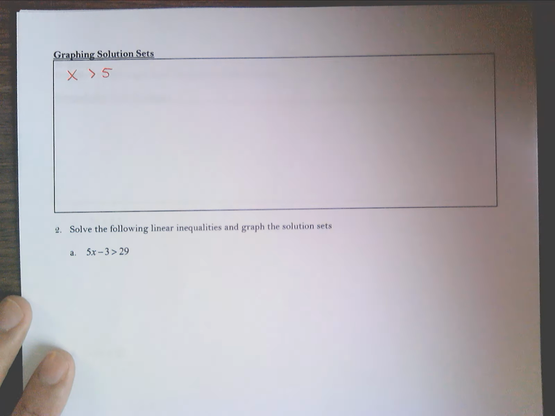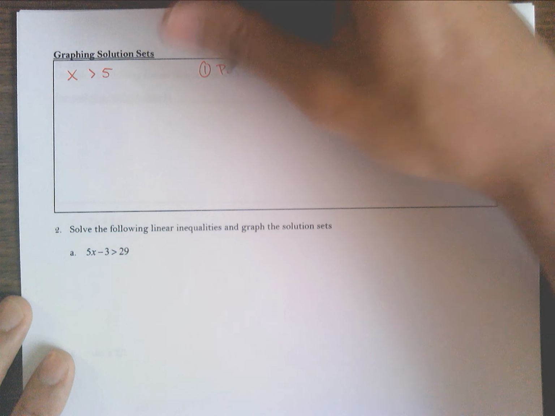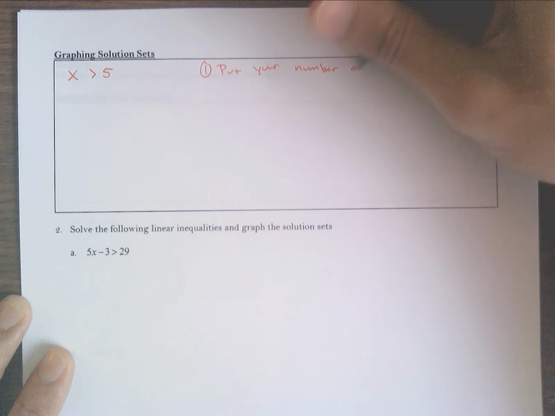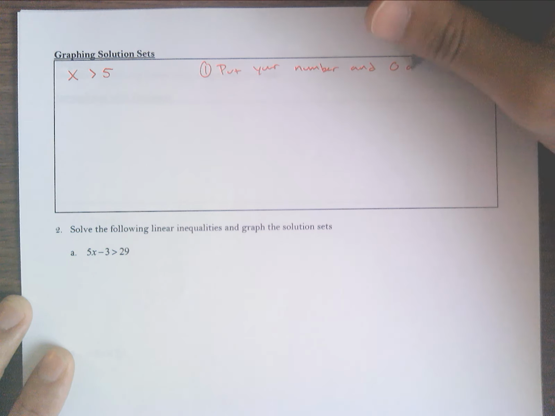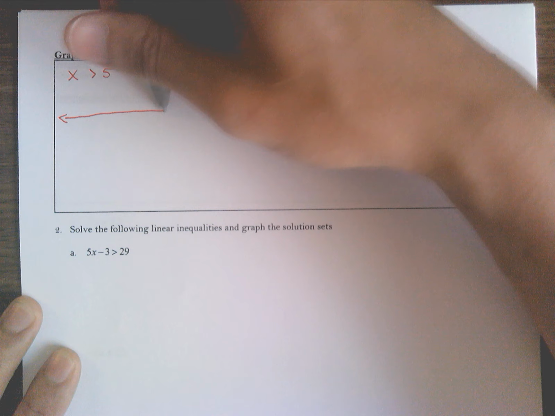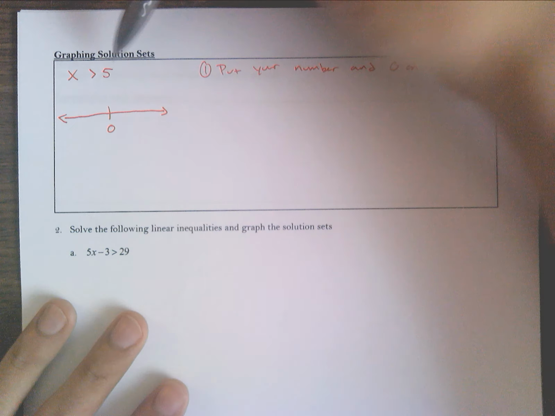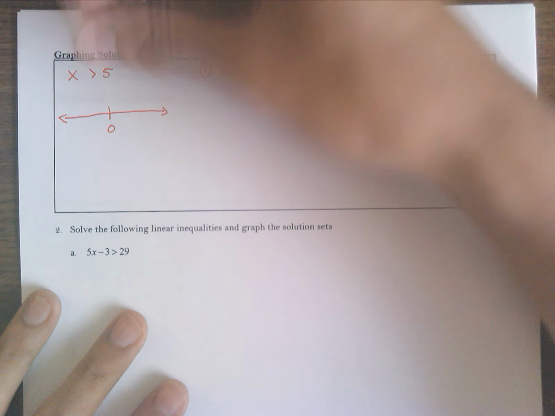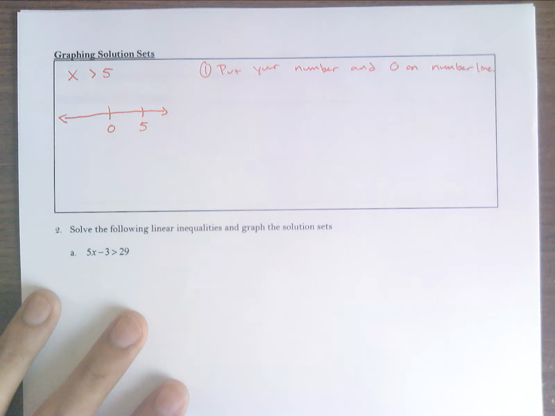In order to graph this, step 1 is to put your number and 0 on the number line. So put both numbers on a number line. So let's draw out our number line. We're going to put 0 right in the middle. And then our number, this number here, 5. Well, 5 is positive, so it's going to be on the right-hand side of 0. So we put both our number and 0 on the number line.